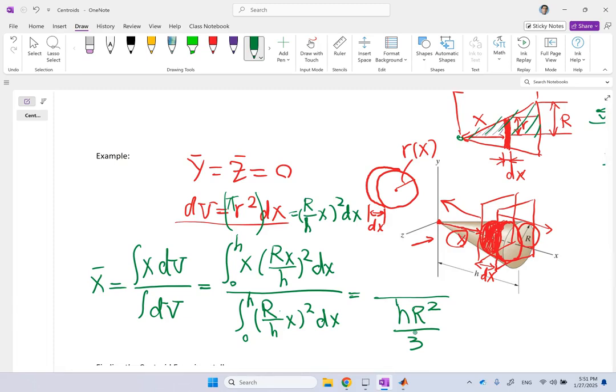This is basically the cross section of this disk. The cross section of this disk is pi r squared times dx. So here you should add a pi, and you should add a pi here and here. There is a pi that we missed, pi r squared dx, not just r squared dx. So it's going to be pi h r squared over 3. Clearly, this is the cross section of the base of it times the height over 3.